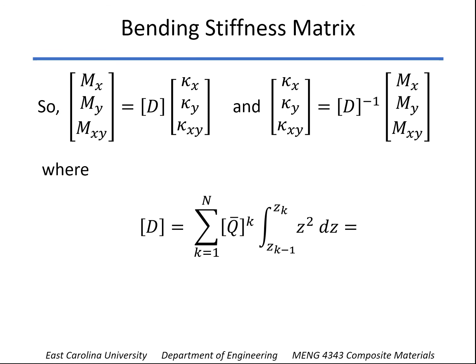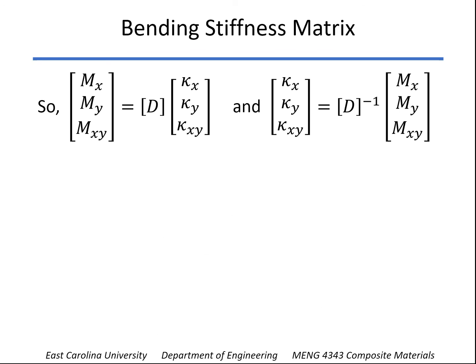If we look at the D matrix and evaluate that integral of z squared dz, then we can enter it like this: 1/3 times z of k cubed minus z of k minus 1 cubed. Remember, z of k would be the bottom surface of the layer, its distance below the neutral axis, and z of k minus 1 would be the coordinate of the top of the layer. And remember, we're always measuring z from the midplane downward. We'll see an example of that in the next video.